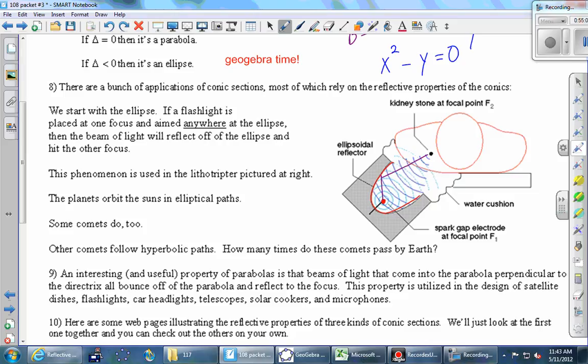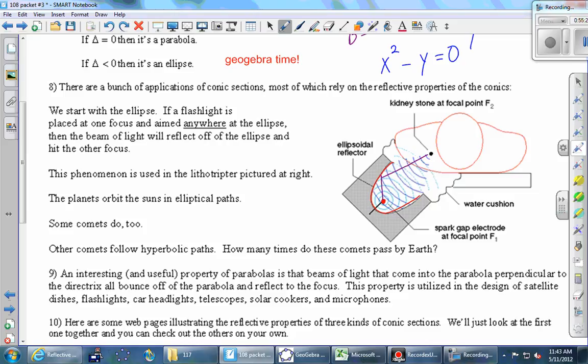I have read that the sensation the person feels on their skin is kind of like somebody snapping a rubber band on your skin. So you feel it, but it's not painful or anything. But the kidney stone feels it quite a bit and shatters.